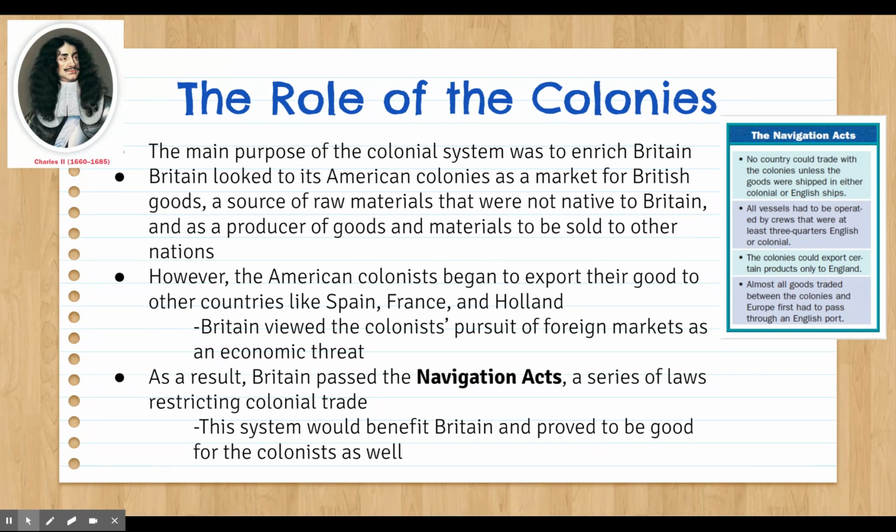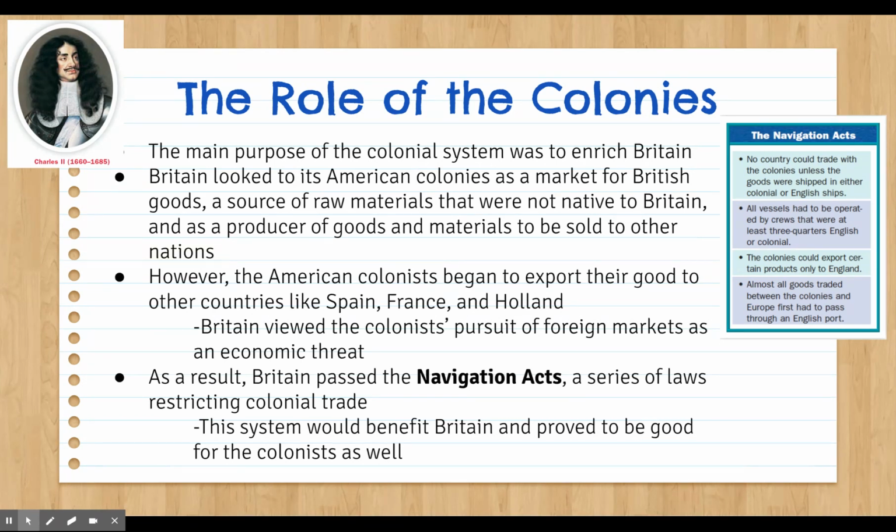Britain viewed the colonists' pursuit of foreign markets as an economic threat because the money wasn't coming directly to them. And they felt that all of the resources, all of the goods within the colonies belonged to them. As a result, Britain passed the Navigation Acts, a series of laws restricting colonial trade. This system would benefit Britain and prove to be good for the colonists as well. However, not all of them saw it this way.